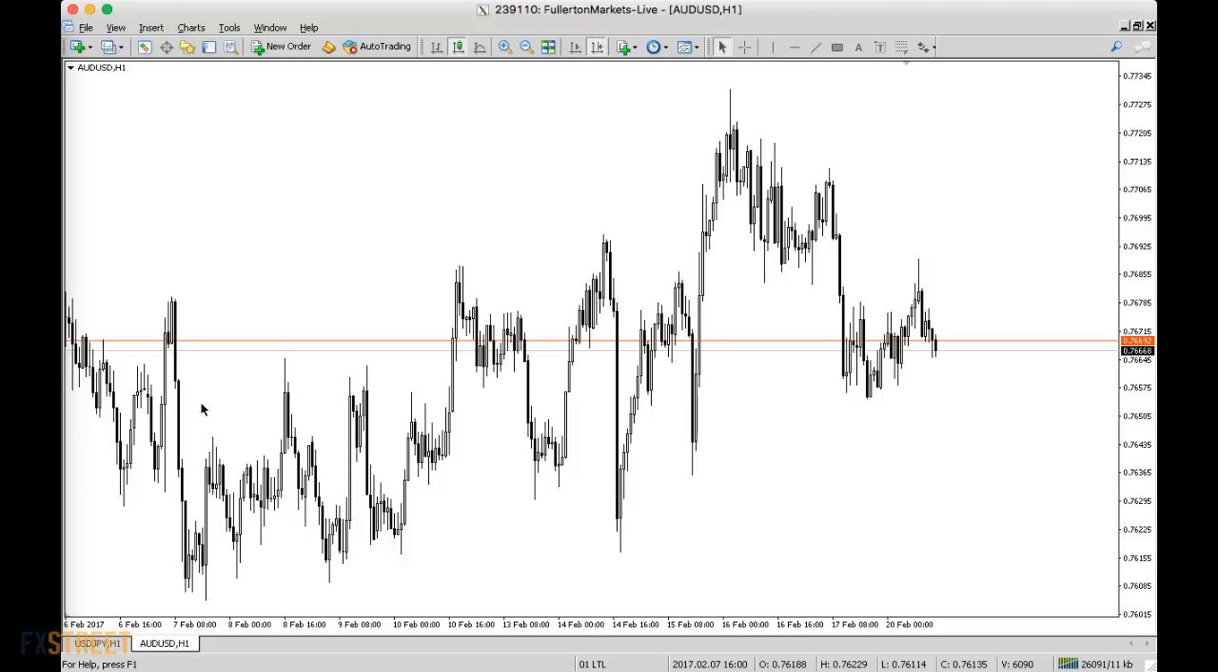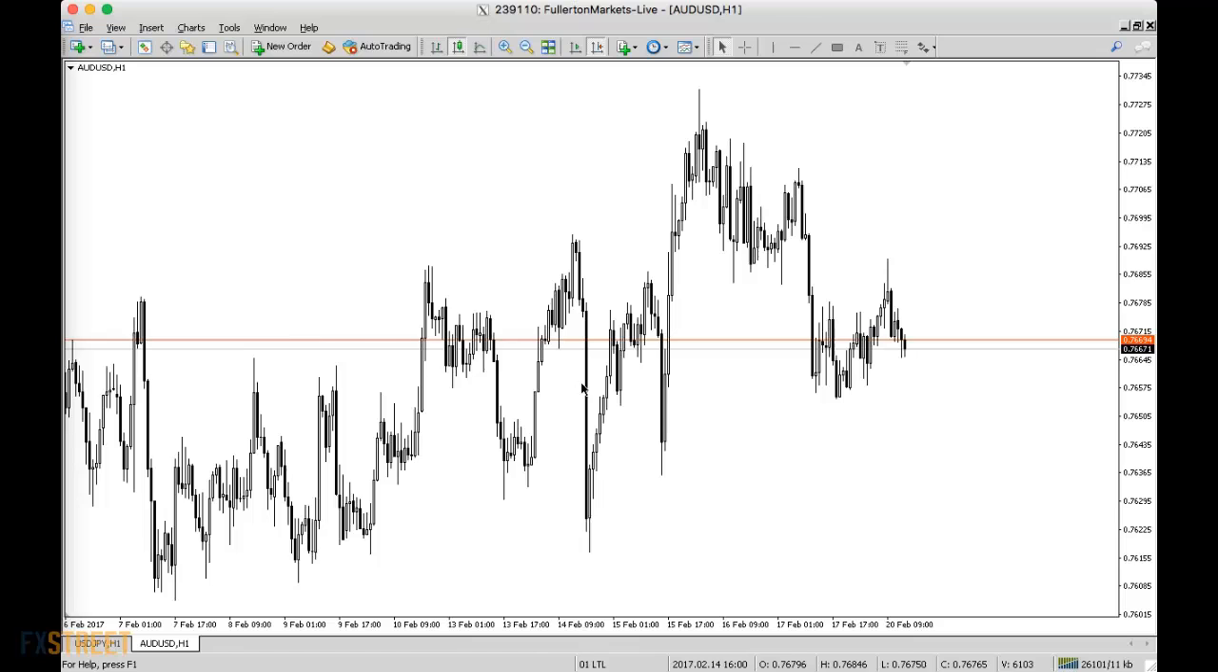So of course, to trade this pair, since there's no preference on the fundamental side, then the other way is to look at it from a technical point of view and to look for any trading opportunities. And on the technical side, there's no obvious uptrend or downtrend.